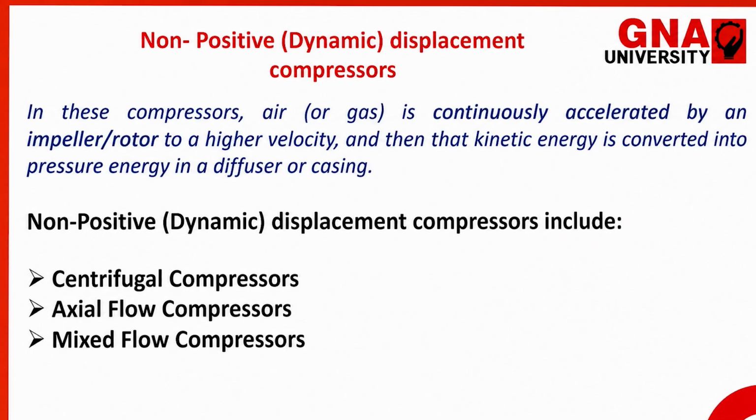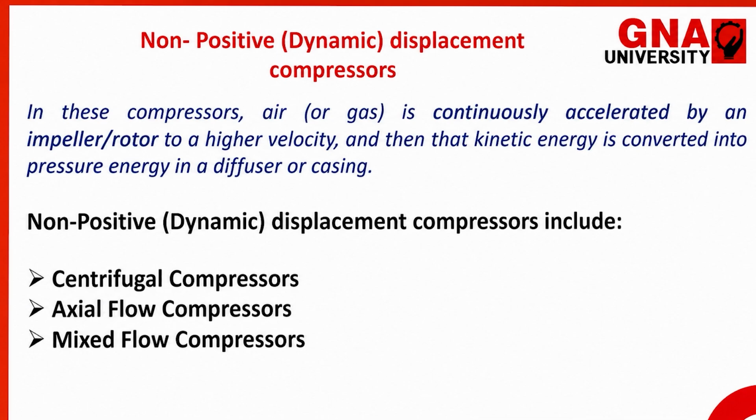In these compressors, air or gas is continuously accelerated by an impeller or rotor to a higher velocity. That kinetic energy is converted into pressure energy in a diffuser or a casing. Okay, so what happens? There is no reduction in the volume here. That's why these are known as the non-positive type of displacement. In positive, there is reduction in the volume, but in non-positive, there is no reduction in the volume of the air. So that is the difference.